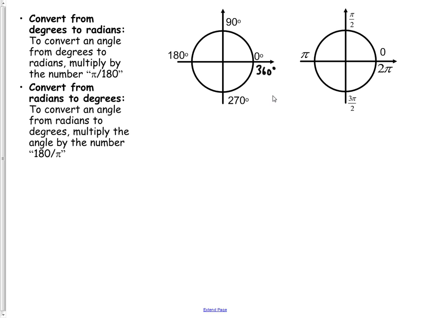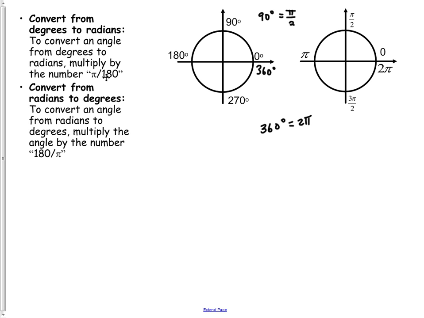For example, we should know right off the bat that 360 degrees is exactly the equivalent of 2 pi radians. You should know right off the bat that 90 degrees is the equivalent of pi over 2. You shouldn't even have to do a conversion to figure that out. 180 degrees would be the equivalent of pi radians, and so on.